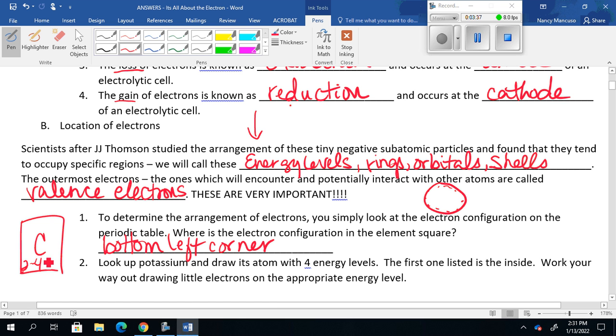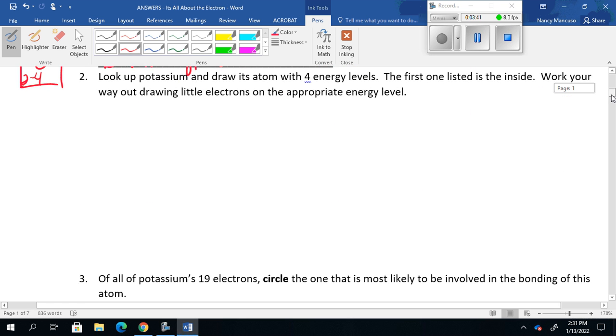Look up potassium and draw its atom with 4 energy levels. The first one listed is the inside. Work your way out, drawing little electrons on the appropriate energy level. So K is potassium. The electron configuration is 2, 8, 8, 1. So I'm going to put K in the middle, and I'm going to put 2 electrons on my first energy level. Check, did it.